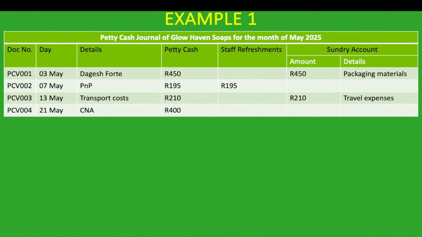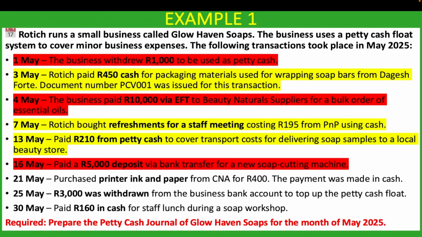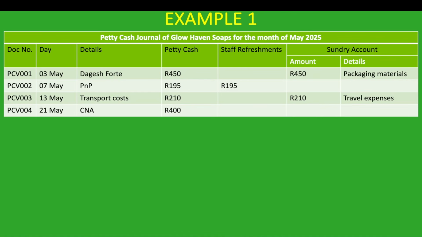What did we buy here? Let's go back and see. We bought printer, ink and paper. And so let's go back there and see that we don't have a column for what we call printing and stationery. Remember, when you buy printing items, like here we have printer, ink and paper, we usually allocate it to printing and stationery. And you can see here we don't have a column for printing and stationery, so definitely sundry account. We put the 400 Rand under amounts for sundry account, and under details we put the account.